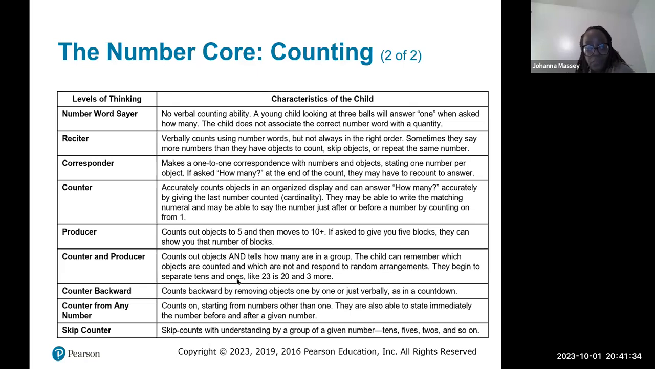Okay. And then skip counters. They skip count with understanding by a group of a given number. So they can skip count by 5s, 10s, 2s, and 3s, and so forth. And if they do 3s, boy, they're doing something else. But it lends itself to multiplicative thinking.